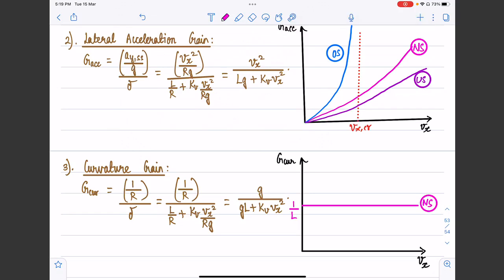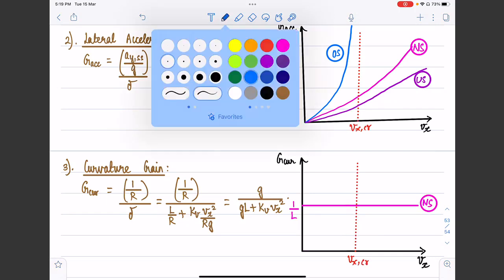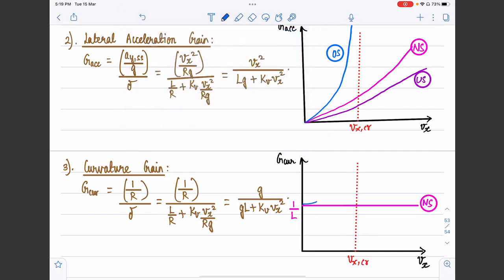So once again, if we consider the oversteered case, if this is the critical speed, what's going to happen? Just like the other two gains, as the speed approaches the critical speed, we are going to go to infinity. So it is going to go something like this for an oversteer. It will start with 1 by L, and then go asymptotically to infinity. So this will be the oversteer case.